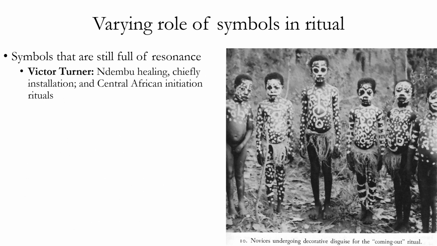We could also talk about how the role of symbols in rituals can change over time, and their interpretation can change. Victor Turner, when he did his field work among the Ndembu peoples of Africa, looked at various ceremonies like healing ceremonies, the installation of chiefs, and initiation rituals. His work emphasized the fact that the symbols used in the rituals still had their apparent original meaning. They still had the full emotional and social force.